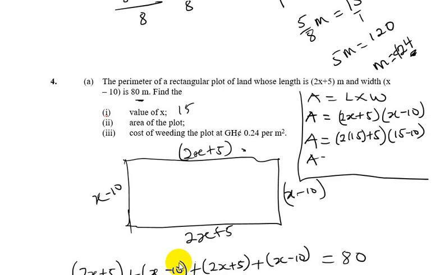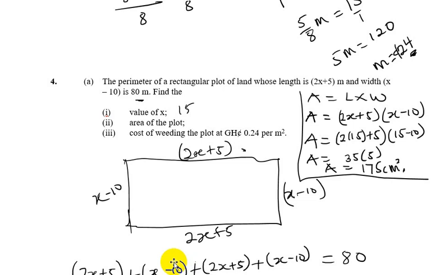So we're going to get area being equal to 2 times 15 is 30. 30 plus 5 is 35. So 35 multiplying 15 minus 10, which is 5. So our area will be equal to 35 multiplying 5, and that is going to give us 175 centimeter square for the area.